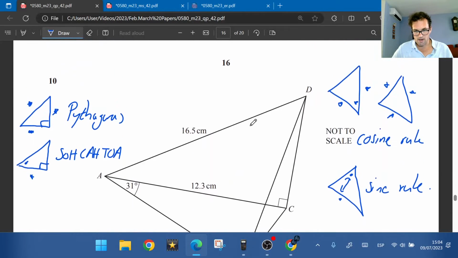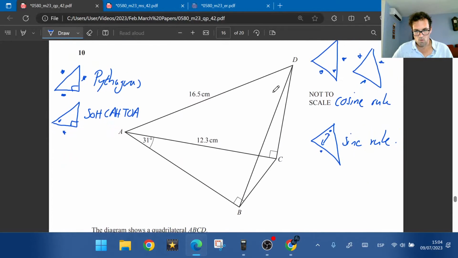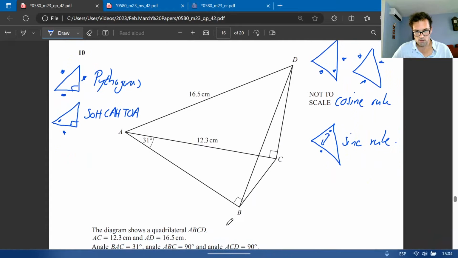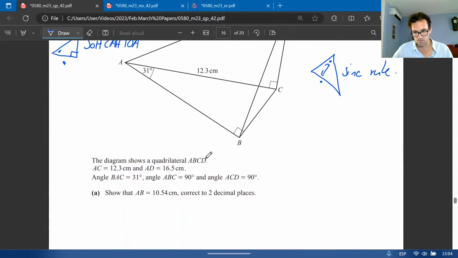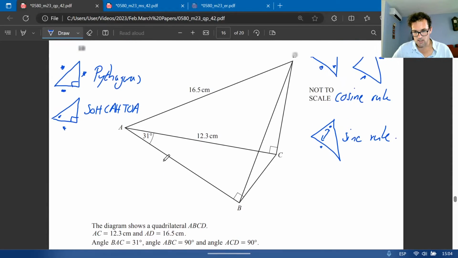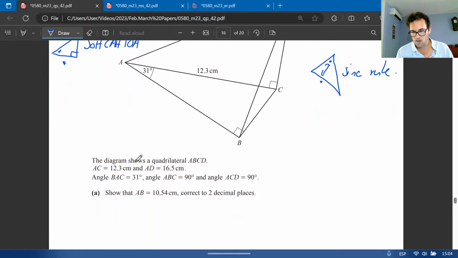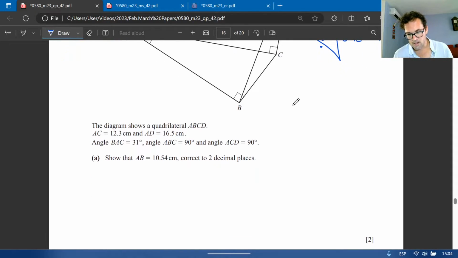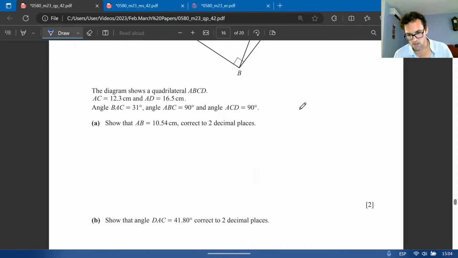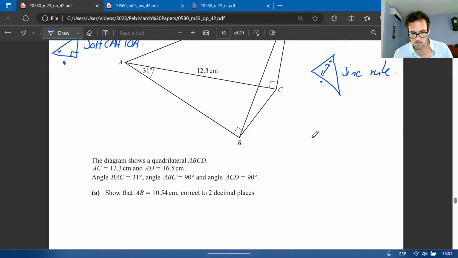We've got this diagram, it's a quadrilateral, and inside the quadrilateral there's a bunch of triangles. We've got AC is 12.3, AD is 16.5. They pretty much just tell us what's in the diagram, and give us some angles there, 31. They tell us that we've got 2 right angle triangles, Pythagoras, SOH CAH TOA, and then they start working out stuff. First one: show that AB is 10.54.